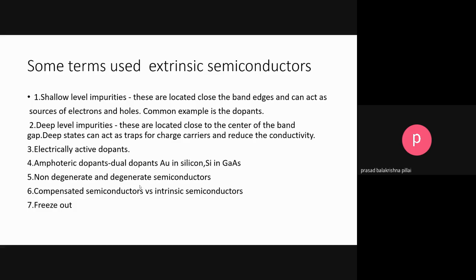For example, at room temperature, you will see that the thermal energy will be much more than the energy required to ionize the phosphorus atom or things like that, because we have seen that they are lying in the meV range. So, sir, they freeze out when the temperature is low, much below the room temperature.